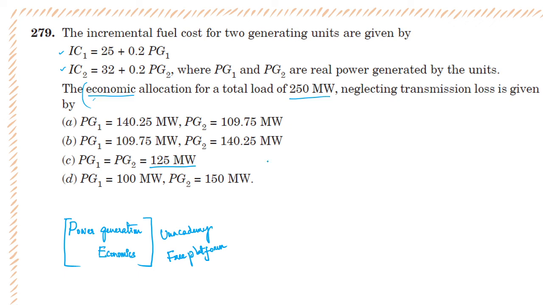How is that done? To maintain economic allocation, the first thing is that incremental cost must be equal. So IC1 must be equal to IC2. That is the important thing. So IC1 must be equal to IC2. Now from that I can clearly say 25 plus 0.2 Pg1 is equal to 32 plus 0.2 Pg2, right?